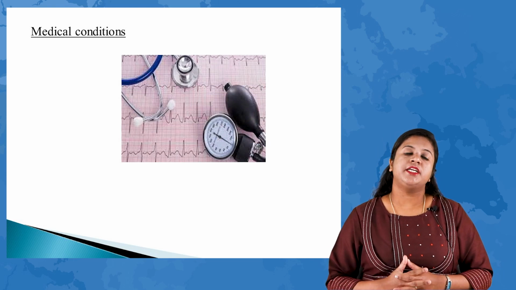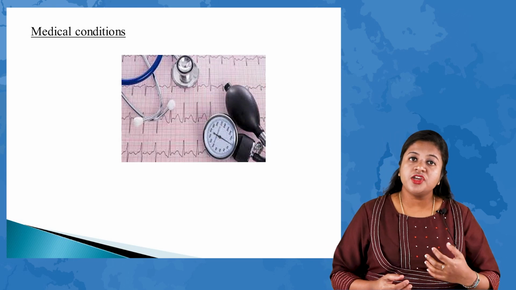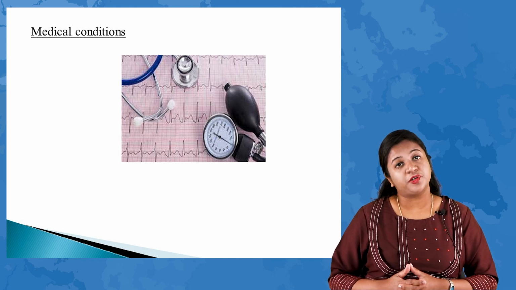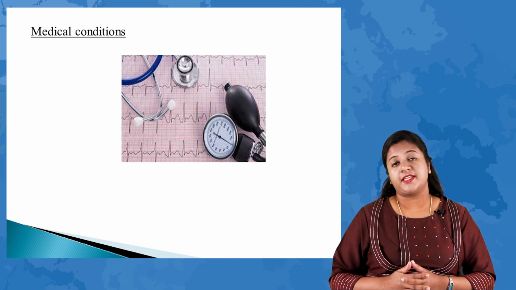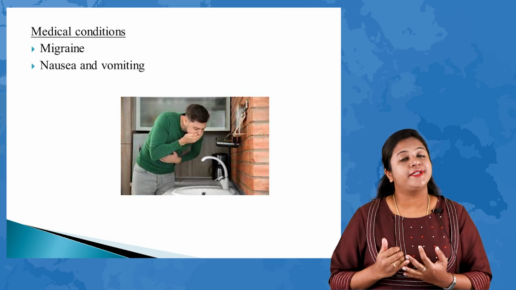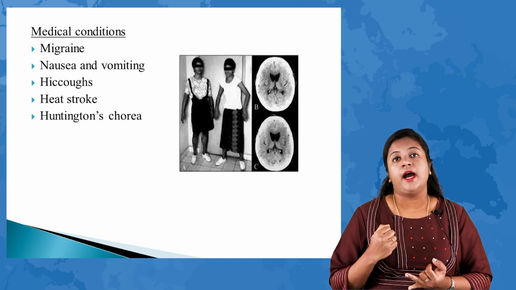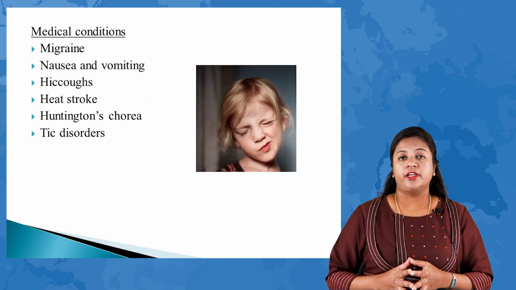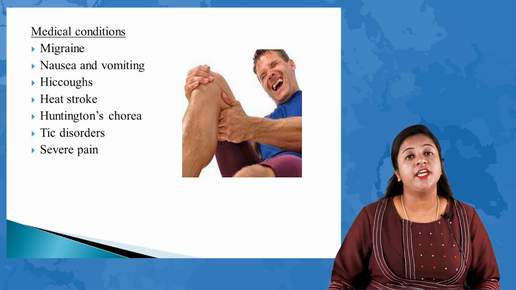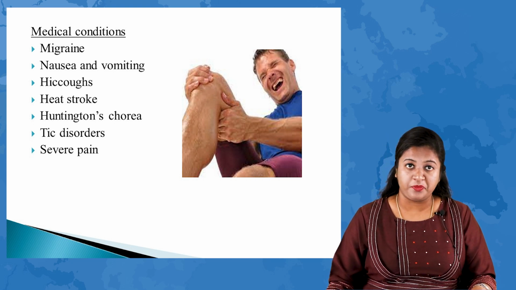There are some medical conditions where they may show psychotic features. In those cases, this antipsychotic group of drugs is administered. For example, conditions like migraine, nausea and vomiting, hiccups, heat stroke, Huntington's chorea, tic disorders, as well as severe pain disorders. So these are the indications of the antipsychotic group of drugs.